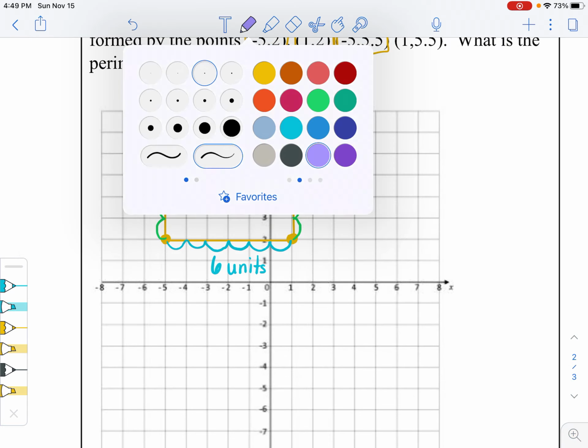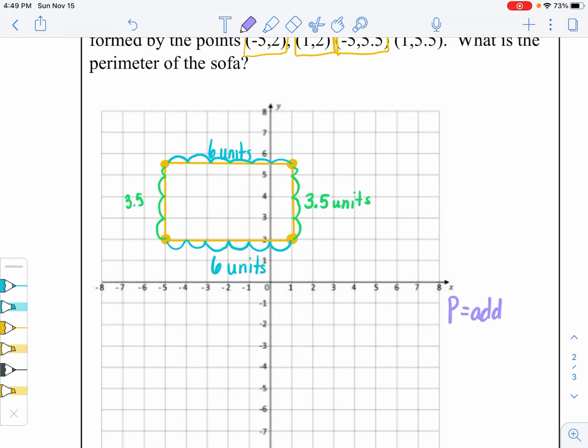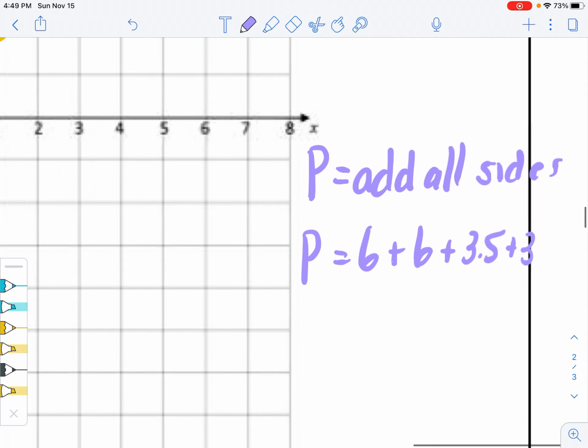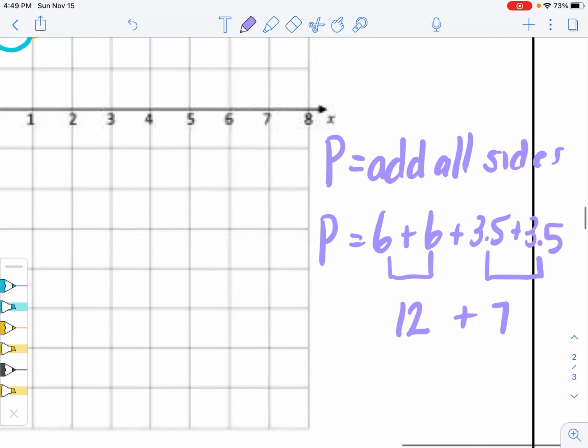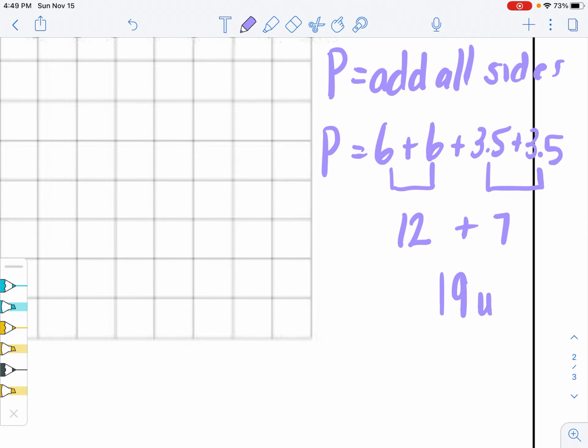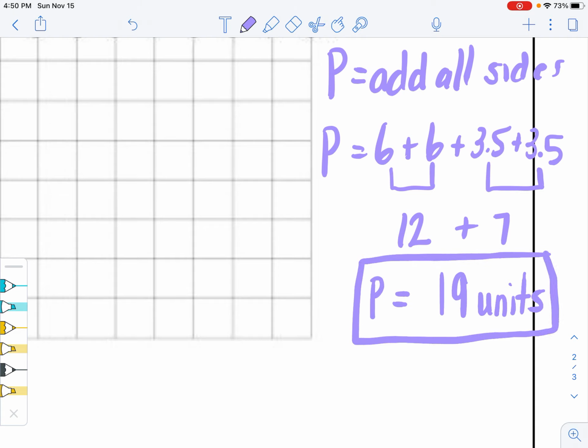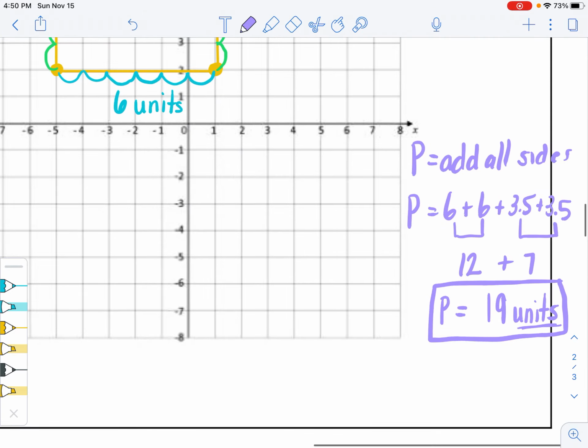So like I said in the beginning, to find the perimeter, we must add all sides. So our perimeter is 6 plus 6 plus 3.5 plus 3.5. Well, let's do a little bit of mental math. I know that 6 and 6 is 12, and I know that 3.5 and 3.5 is 7. And 12 and 7 is 19. So our perimeter is 19 units. And we should use units because we don't know what it is. It could be inches, it could be miles. We're not really sure. On a coordinate plane, we use the word units. We wouldn't just say 19.